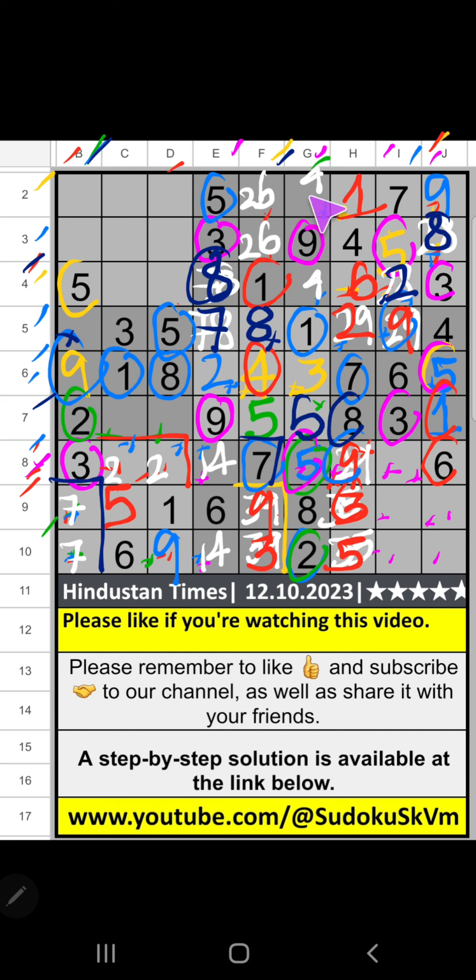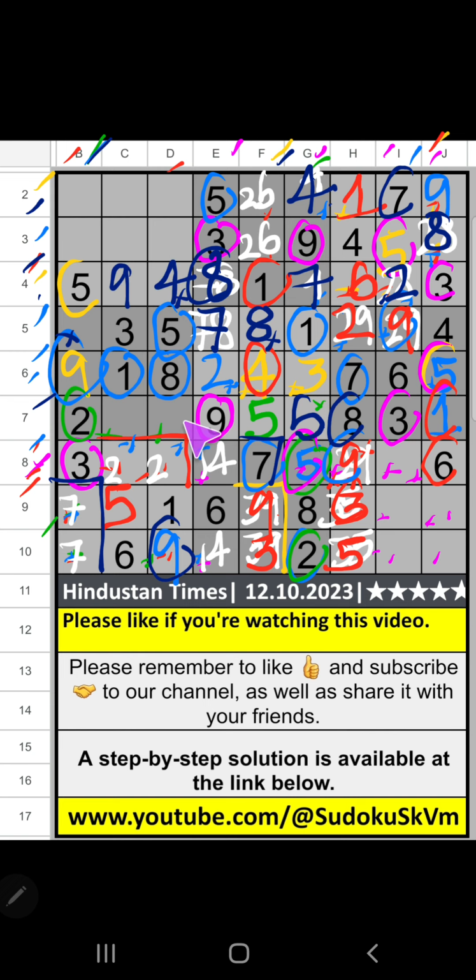Then 2nd grid, 2 numbers are remaining, 4 and 7. 2nd row, we have 7. So 7 can't come in the cell. 7 is confirmed here. Then 4 is here. Fourth row, two numbers are remaining, 4 and 9. Column D, we have 9. So 9 can't come in this cell, 9 is confirmed here. Then 4 is here.